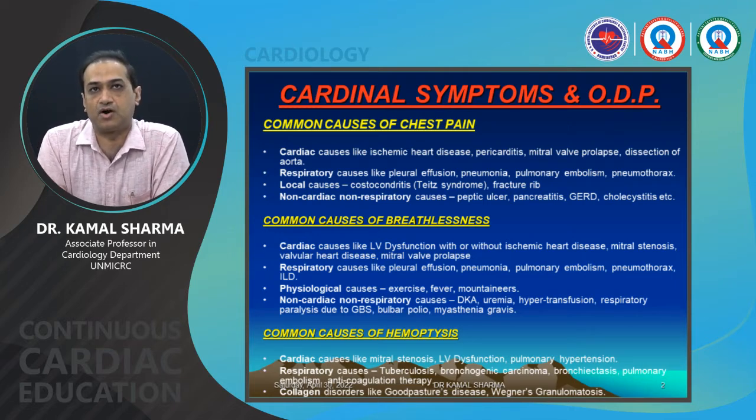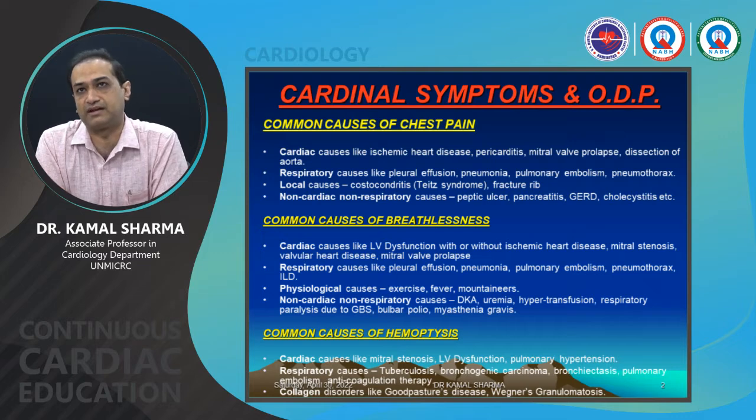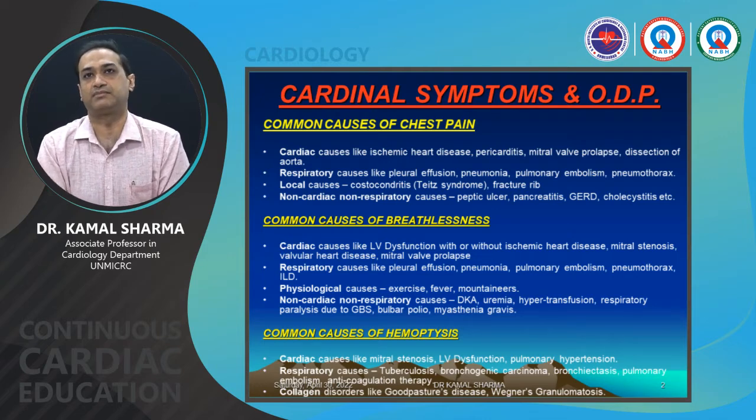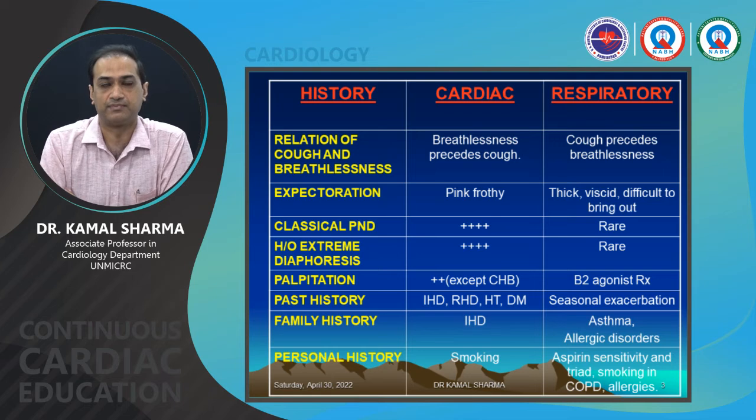For example, common causes of angina in terms of valvular heart disease would include disorders of the aortic valve, or pericardial disease, or ischemic heart disease, and sometimes rarely even mitral valve prolapse or dissection of the aorta.